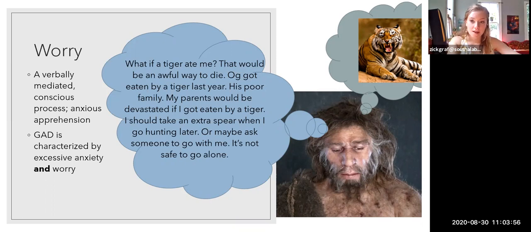So generalized anxiety disorder, although it's an anxiety disorder where there is inappropriate anxiety, it's also characterized by excessive worry. And that makes GAD a little bit different from the other anxiety disorders we've talked about, where worry might be present, but the disorder itself is characterized and defined by anxiety and fear.